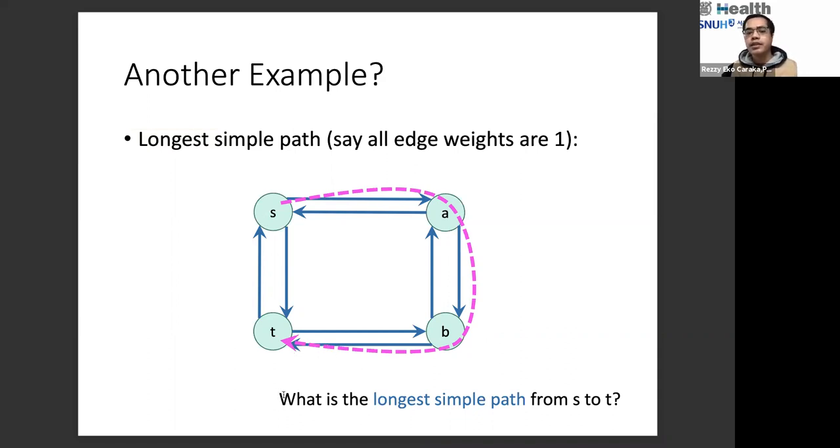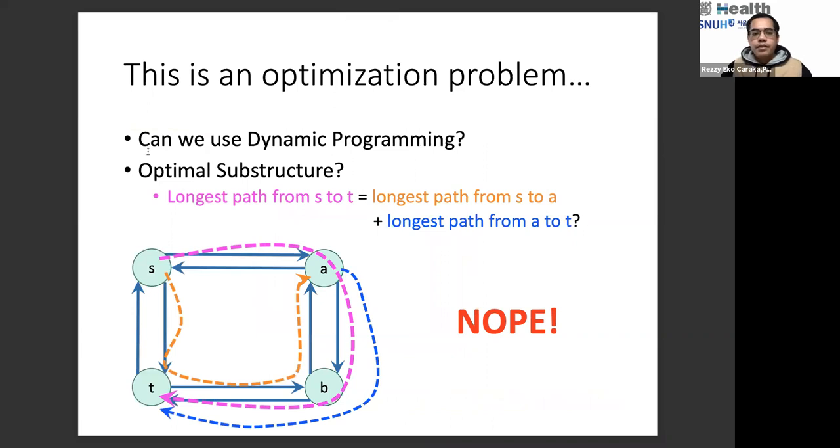So for example, what is the longest simple path from S to T? Well, we can use S, B, T, or S, A, T, it's okay, or S, B, T, that's fine. So this is how you solve the problem. We can use dynamic programming for the longest path from S to T, which is the longest path from S to A, using S, A, then A to B, and B to T, and also the longest path from A to T. This is the idea of how to find the best, the biggest path from S to T.